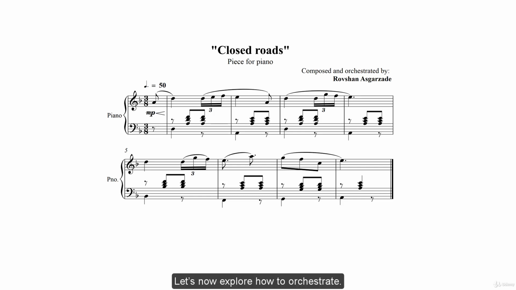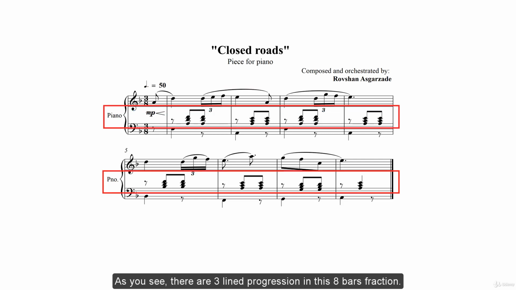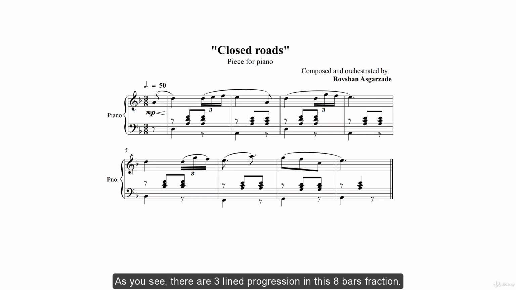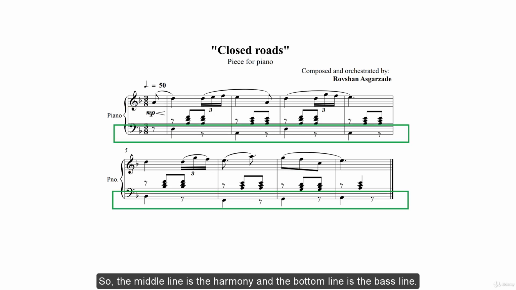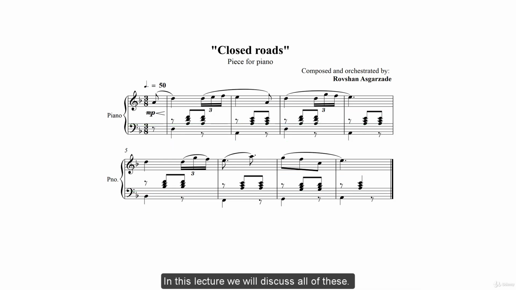Let's now explore how to orchestrate. As you see, there are 3 line progression in this 8 bars fraction. It is obvious that we can't change the melody. Hence, we present it with active doublings in the orchestration. The middle line is the harmony and the bottom line is a bass line. In this lecture, we will discuss all of these.